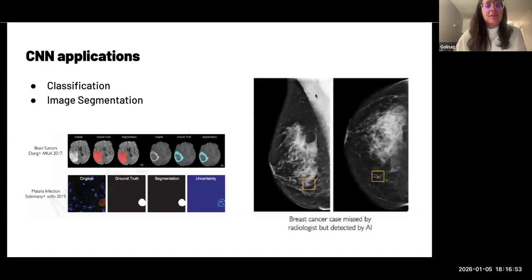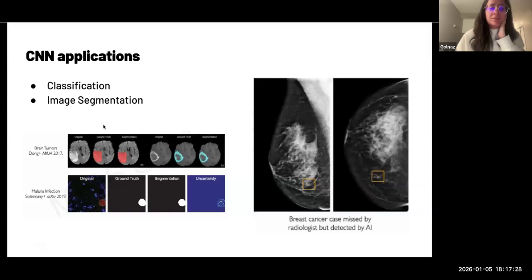And as you can see, there are a lot of applications. The applications are usually called classification or image segmentation. So image segmentation is basically a classification at a pixel level. For example, you don't want the input to be the image and the output to be a yes or no, but you want that yes or no to be on the pixel. So you want to see which regions, for example, the tumor is. So that would be a segmentation problem.